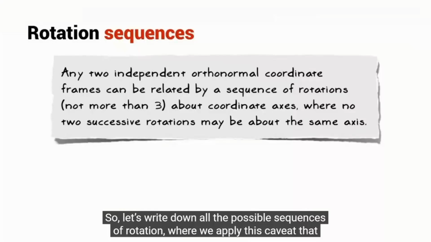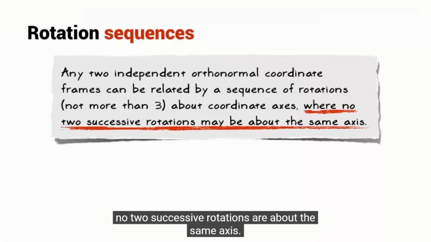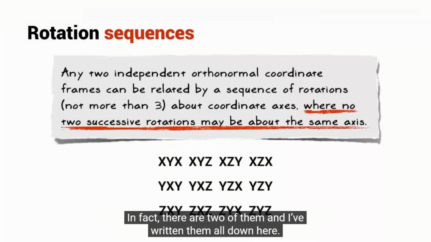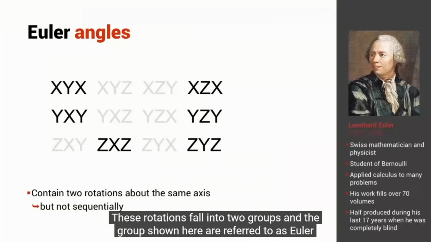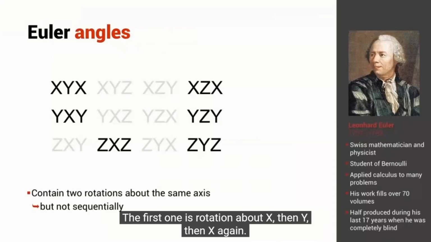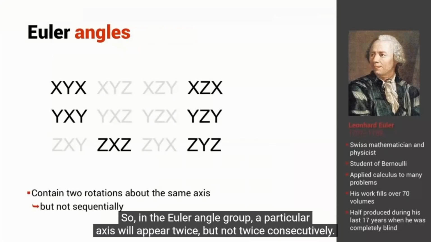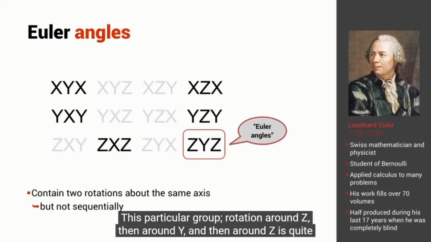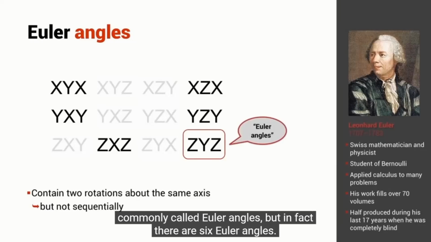So let's write down all the possible sequences of rotation where we apply this caveat that no 2 successive rotations are about the same axis. In fact, there are 12 of them, and I've written them all down here. These rotations fall into 2 groups, and the group shown here are referred to as Euler angles, and they're the ones where there are 2 rotations about the same axis. And so the first one is a rotation about x, then y, then x again, or this one over here is y, then z, then y again. So in the Euler angle group, a particular axis will appear twice, but not twice consecutively. This particular group, rotation around z, then around y, and then around z, is quite commonly called Euler angles.